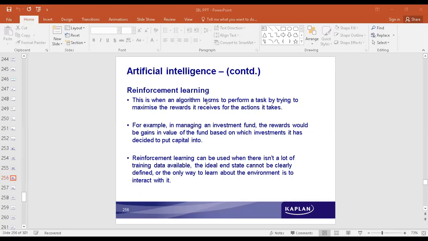So it learns to perform a task by trying to maximize the rewards it receives for the actions it takes. For example, in managing an investment fund, the rewards would be gains in value of the fund based on which investment it has decided to put capital into.